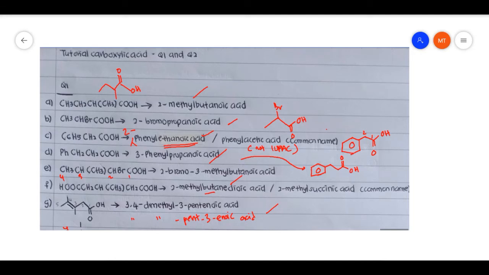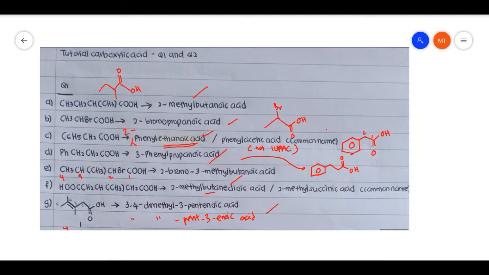Assalamualaikum. This is a review on one of the questions from our tutorial on carboxylic acid. I'm going to review question 1 only, and hopefully the rest of the students will share their answer on question 2. First and foremost, let's refer to question number 1.